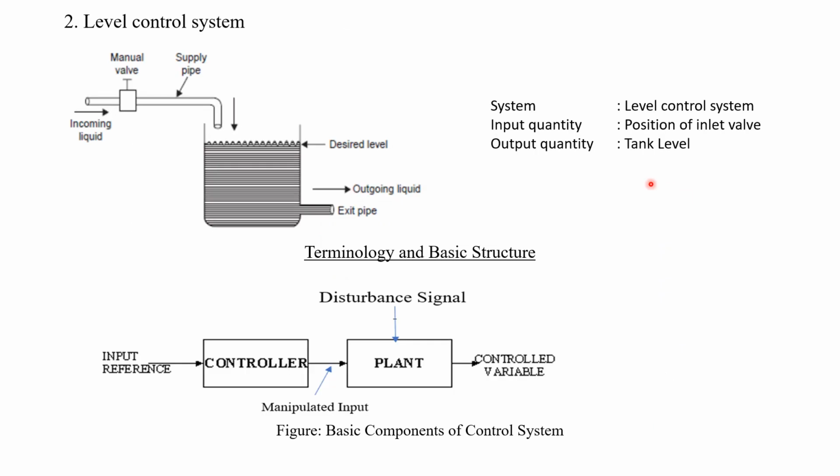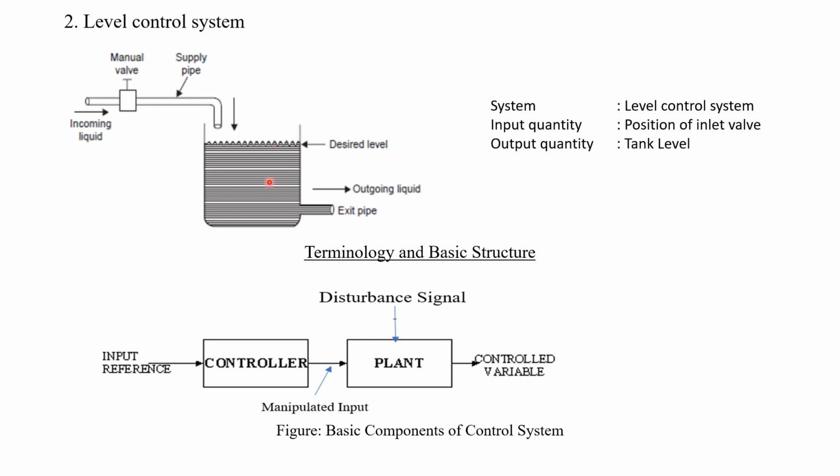The next example is a level control system. In big manufacturing industries, they use a number of level tanks, such as a water tank, chemical tank, acid tank or oil tank. All these are examples of control systems. In this level control system, we can vary the tank level by varying the inlet valve position. This manual valve is nothing but the inlet valve. This is a control system because it is made up of a number of components: inlet valve, supply pipe, tank, exit pipe, etc.